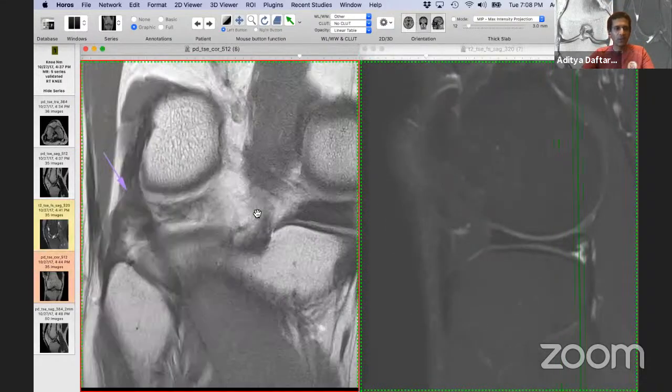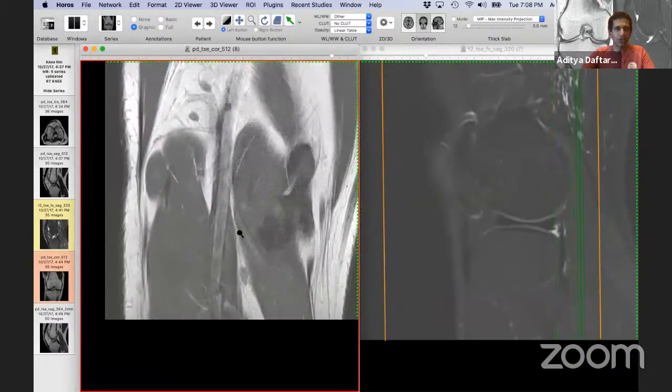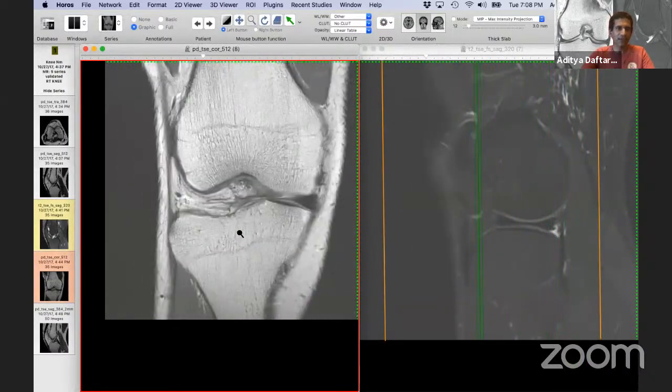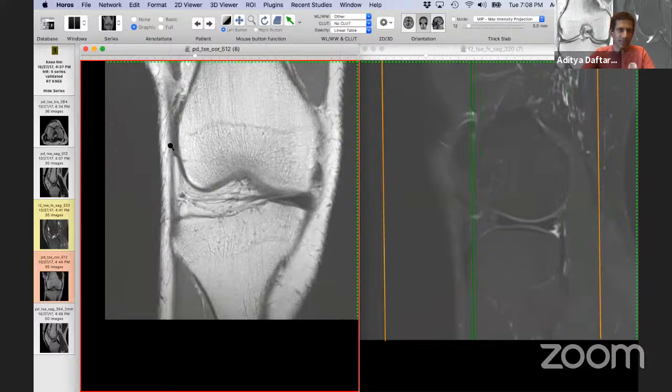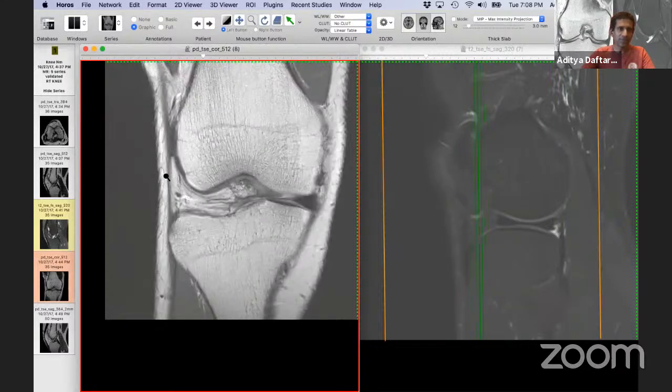When we start to look at the anatomy a little bit more closely, again, now when we go in the coronal images from anterior to posterior, this band-like structure here is the iliotibial band.